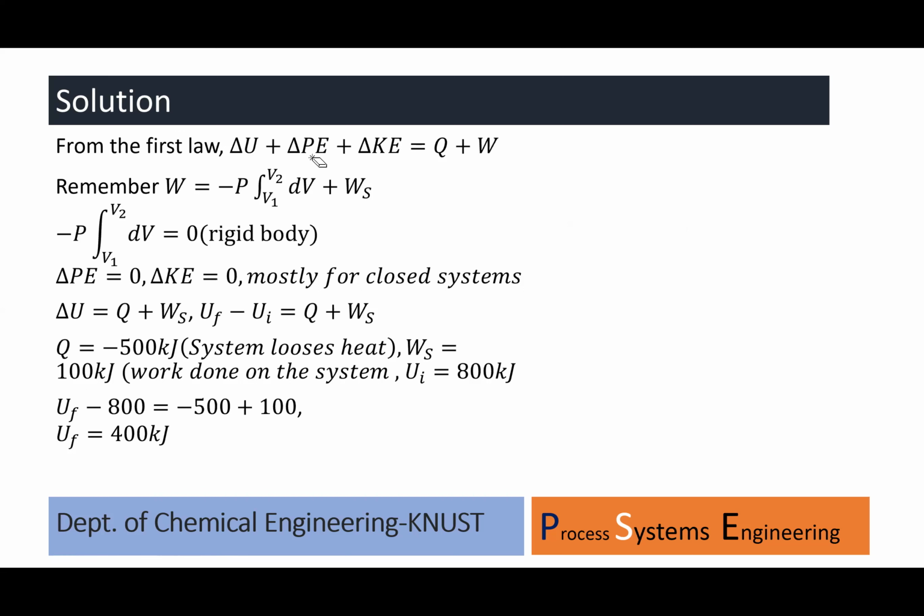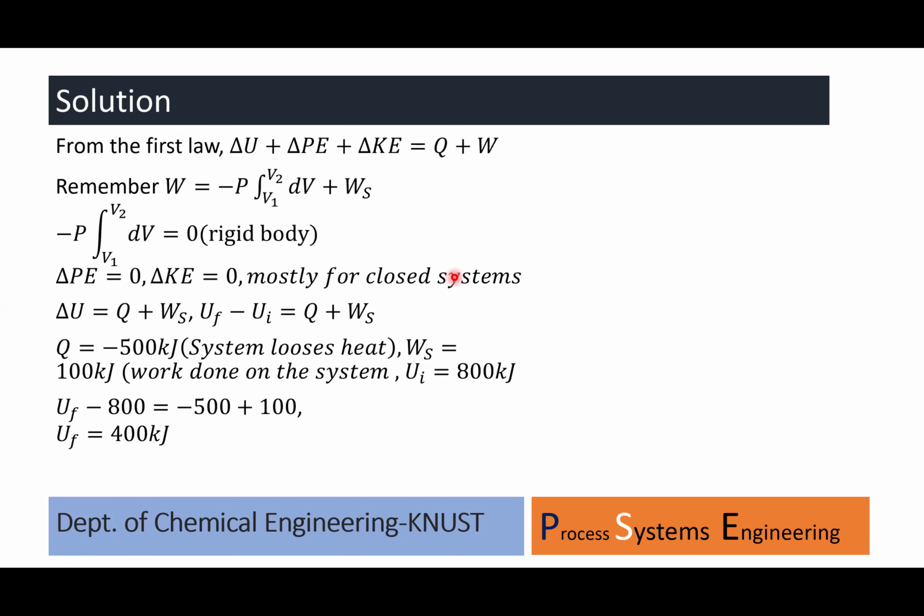Is that okay? So as we can see, we started with the first law. We cancel out potential and kinetic energy, right? And then for our work term, we express it in this form. But then we have a rigid body, so dV is zero. So it means that this whole part of the expression can go to zero, and we are just left with the shaft work.